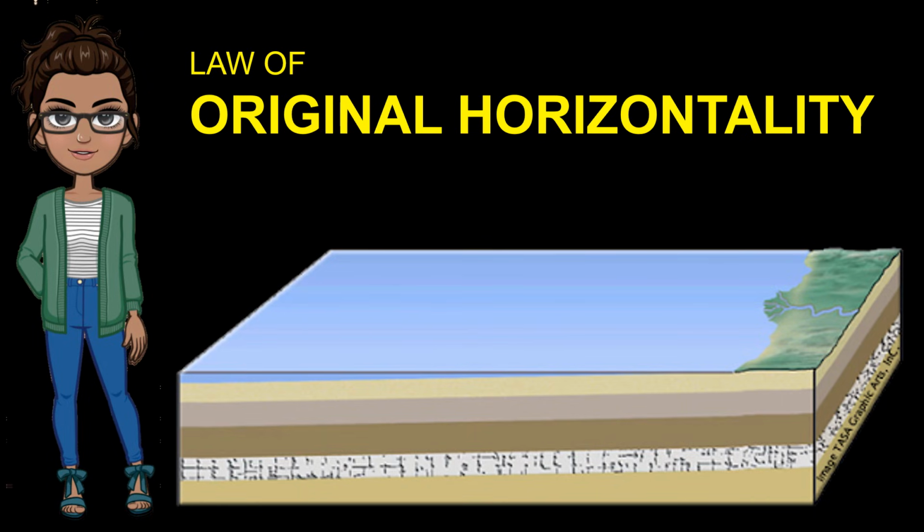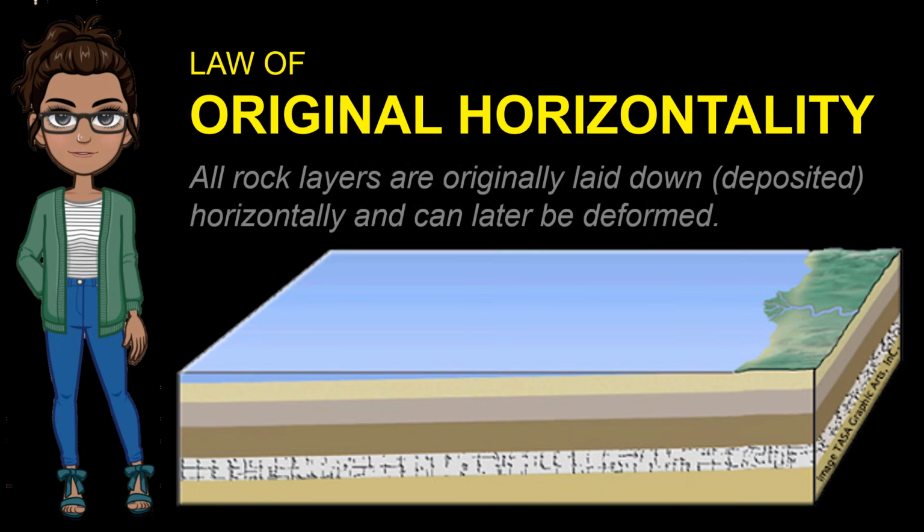The law of original horizontality suggests that all rock layers are originally laid down or deposited horizontally and can later be deformed. This allows us to infer that something must have happened to the rocks to make them tilted. This includes mountain building events, earthquakes, and faulting. The rock layers on the bottom have been deformed and are now tilted. The rock layers on the top were deposited after the tilting event and are again laid down flat.